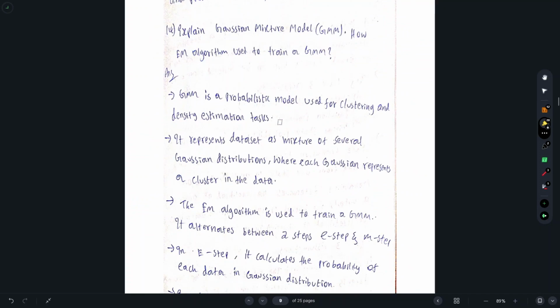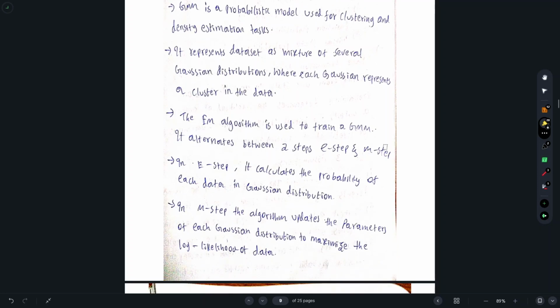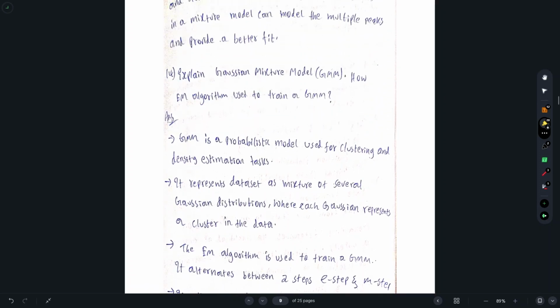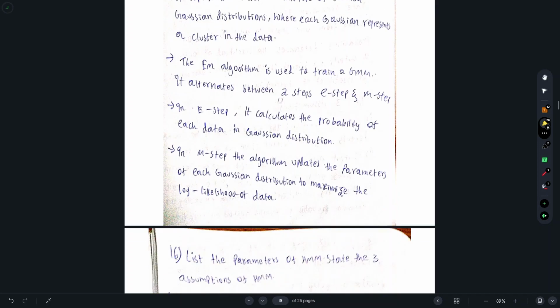Explain the Gaussian mixture model, and how the EM algorithm is used to train a GMM. A GMM is a probabilistic model used for clustering. It represents a data set as a mixture of several Gaussian distributions, where each Gaussian represents a cluster in the data. With the help of the EM algorithm, there are the E step and the M step. The E step is used for calculating the probability of each data point, whereas the M step updates the parameters based upon the probability calculation. So the EM algorithm is used to train a GMM. The EM algorithm will fill up the spaces if the data is incomplete, it will try to fill up the gaps in this Gaussian mixture model.